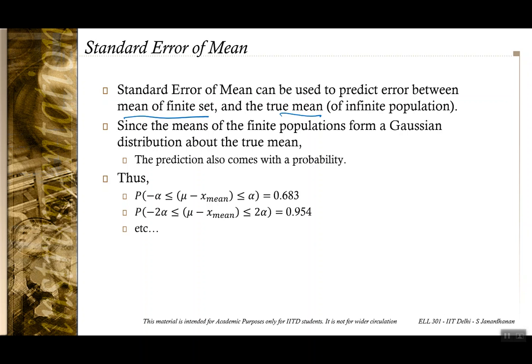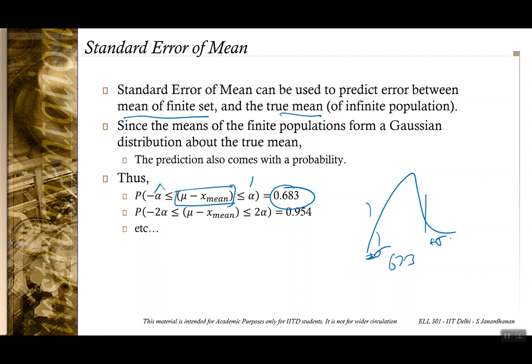So what we are basically saying is that the probability that this error is between alpha and minus alpha is 0.683 or 68.3%, just like we had seen the probability distribution graph having 68.3% between minus sigma and plus sigma range.